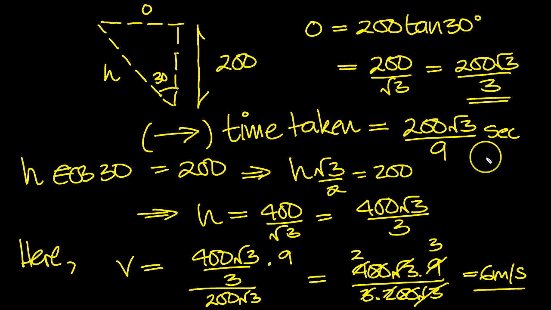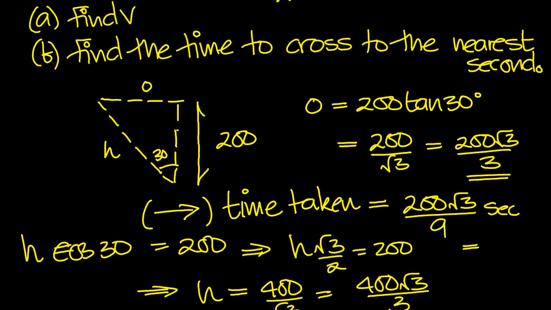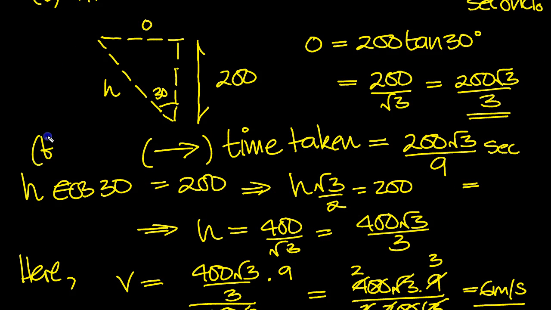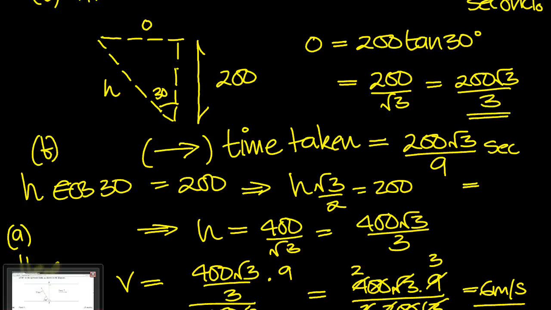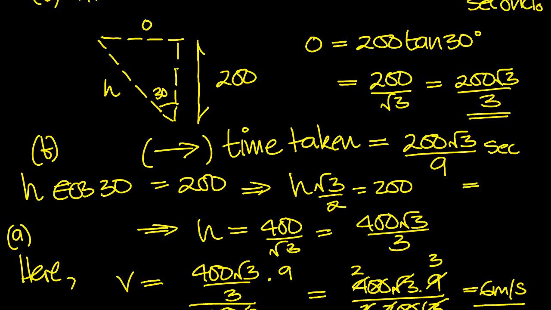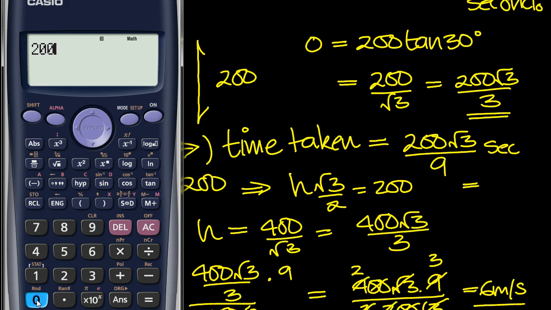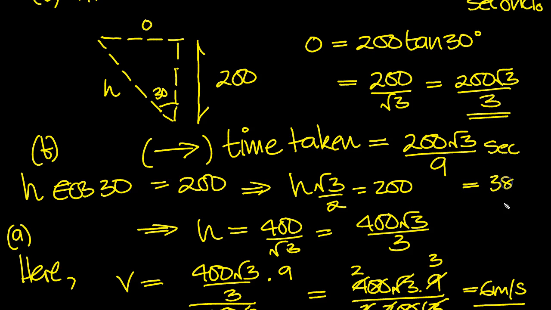Now the time taken is this, so I'll just put it in here, because this was part B, wasn't it? And this was A. So 200 root 3 over 9. So we've got 200 times the square root of 3 and divide that by 9. To the nearest second then, 38.49, so it's 38. 38 seconds.